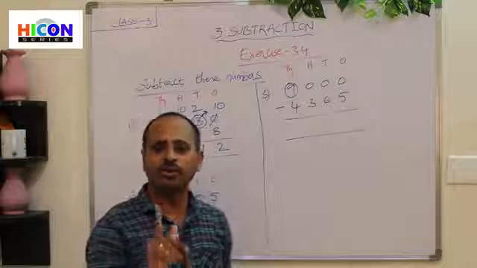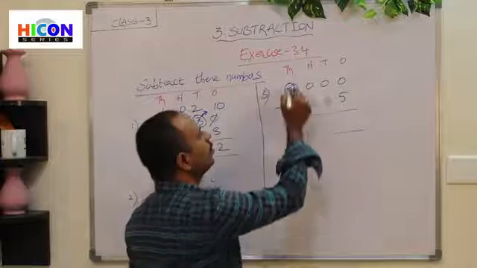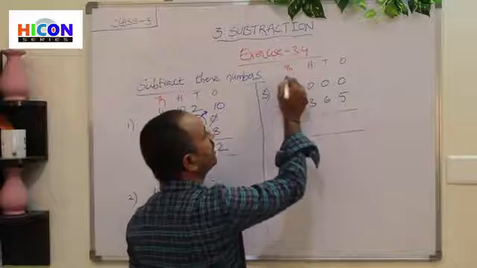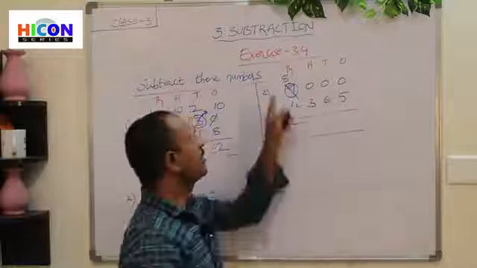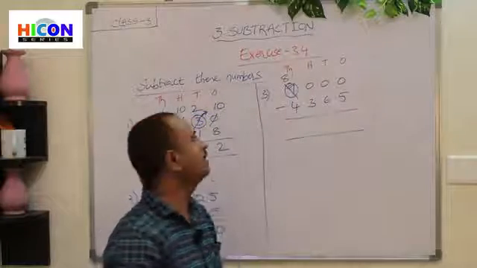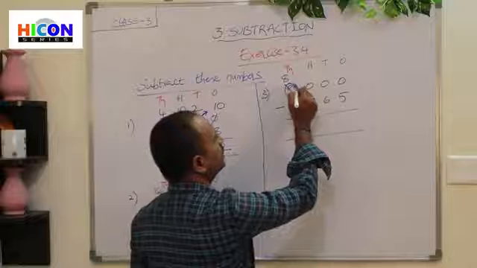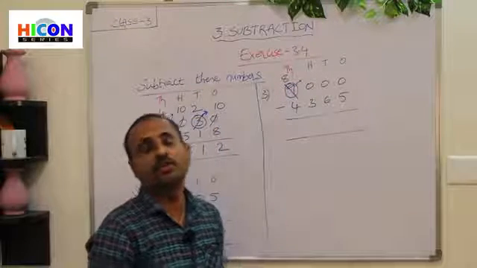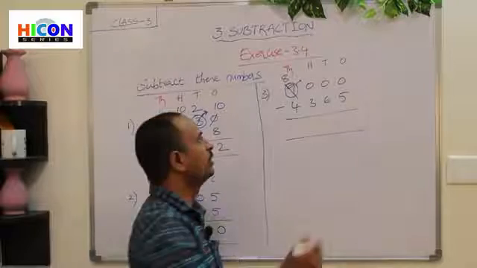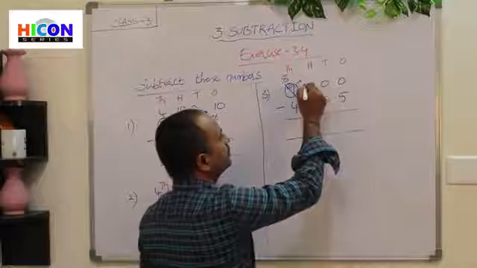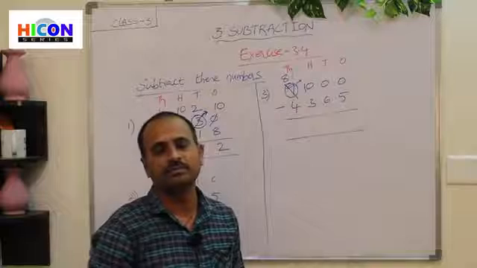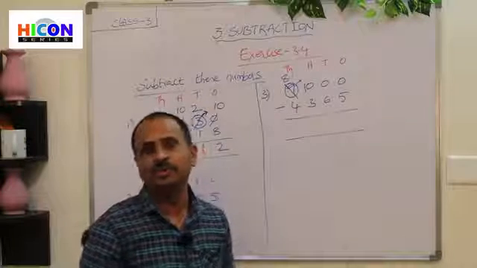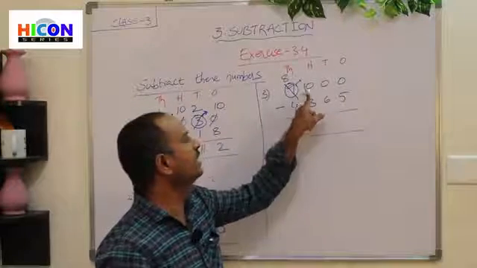Borrow 1,000 from 9,000s. If you borrow 1,000 from 9,000s, how many thousands will be there? Remaining 8,000s will be there. So write 8 there. And carry that 1,000 to the hundreds place. If you carry 1,000 to the hundreds place, how many hundreds will it become? It will become 10 hundreds. So write 10 here. 1,000 becomes 10 hundreds.